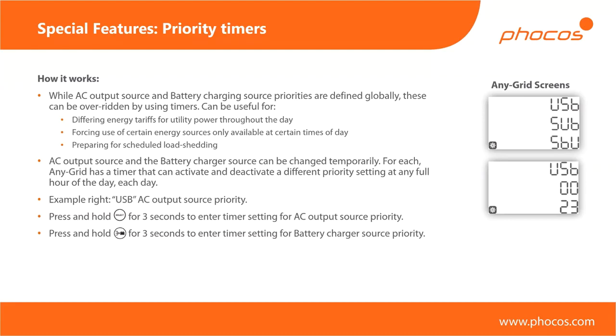So in that case, you can simply set up the battery charger source priority on the bottom here, and you can set it from 11 to 1300 hours, and like that, it will just temporarily switch the battery charger source priority to the grid, for example, for 2 hours every day.